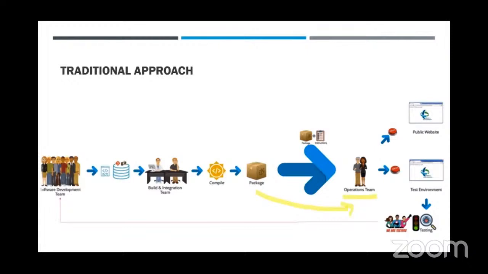Again, the operations team does that. There would be a different set of configuration for the production environment. But if there is a bug, it goes back to the development team, and again the cycle repeats until all the bugs are resolved, and then the testers give a go-ahead for the production deployment.